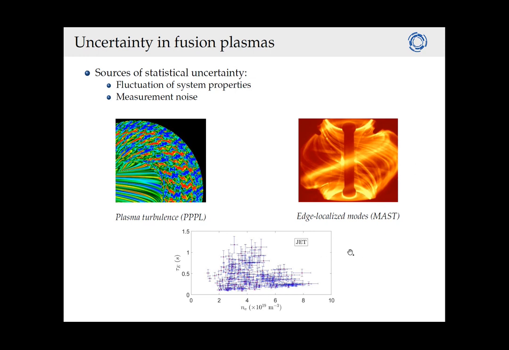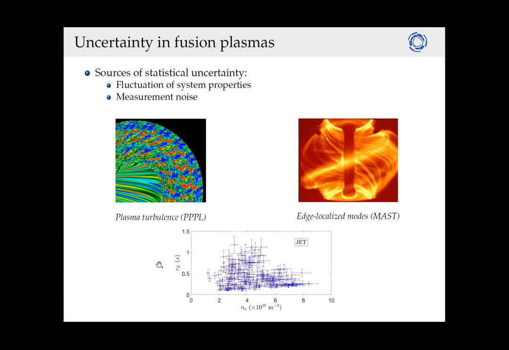But so these are phenomena in a plasma that are inherently uncertain because they fluctuate, and the microscopic properties of those fluctuations are not well known. But at a different level, there is also uncertainty in any measurement that we do in a complex physical system.